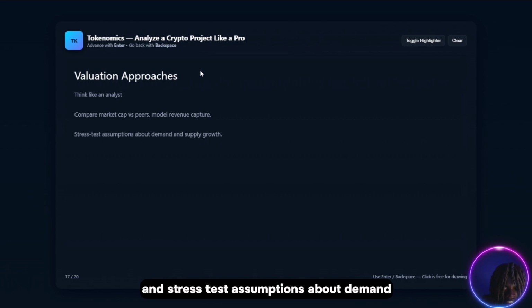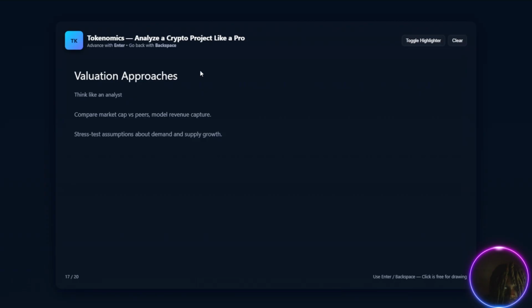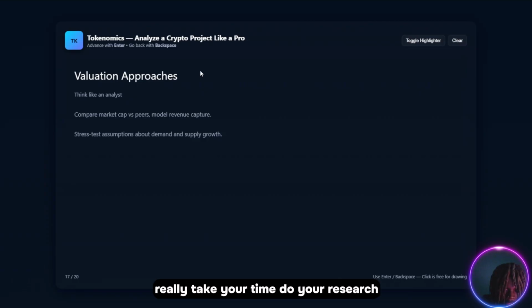And stress test assumptions about demand and supply growth. So don't just hop in a trade, really take your time. Do your research, see if the levels are working out, and then go ahead and throw your bread.